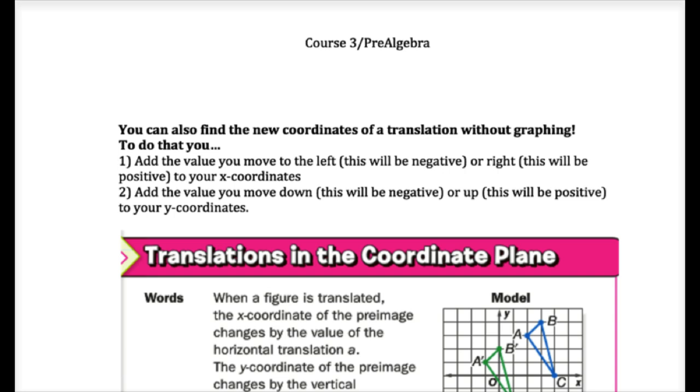Now, your second movement is up or down. So add the value that you move down. Everybody point down. On the y-axis, going down, is that positive or negative? Negative. That's going to be a negative move. Or up? Going up is positive. Very good, for your y-axis.